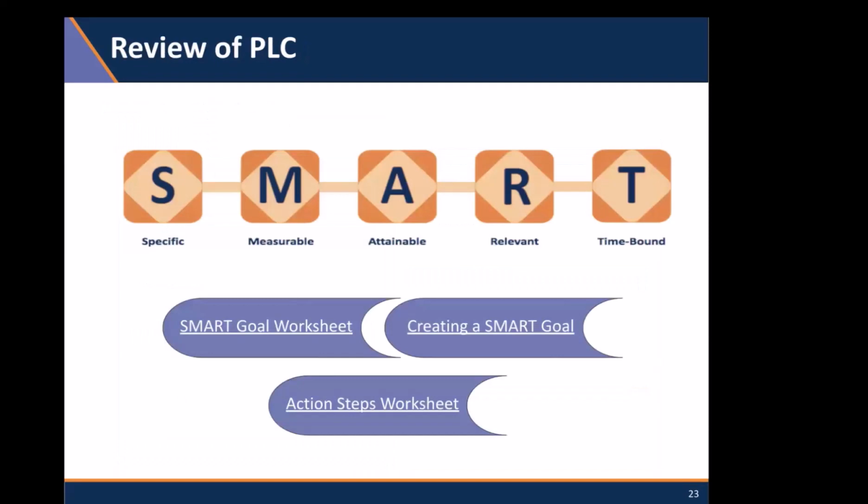Creating SMART goals, again, that's specific, measurable, attainable, relevant, and time-bound. Measurable is the hardest one. How do we measure it? What are we doing? How much do we want students to improve? It's the hardest part of creating SMART goals, but we have a lot of different resources here for the SMART goal worksheet, the creating a SMART goal, and the action steps worksheet for SMART goals as well.